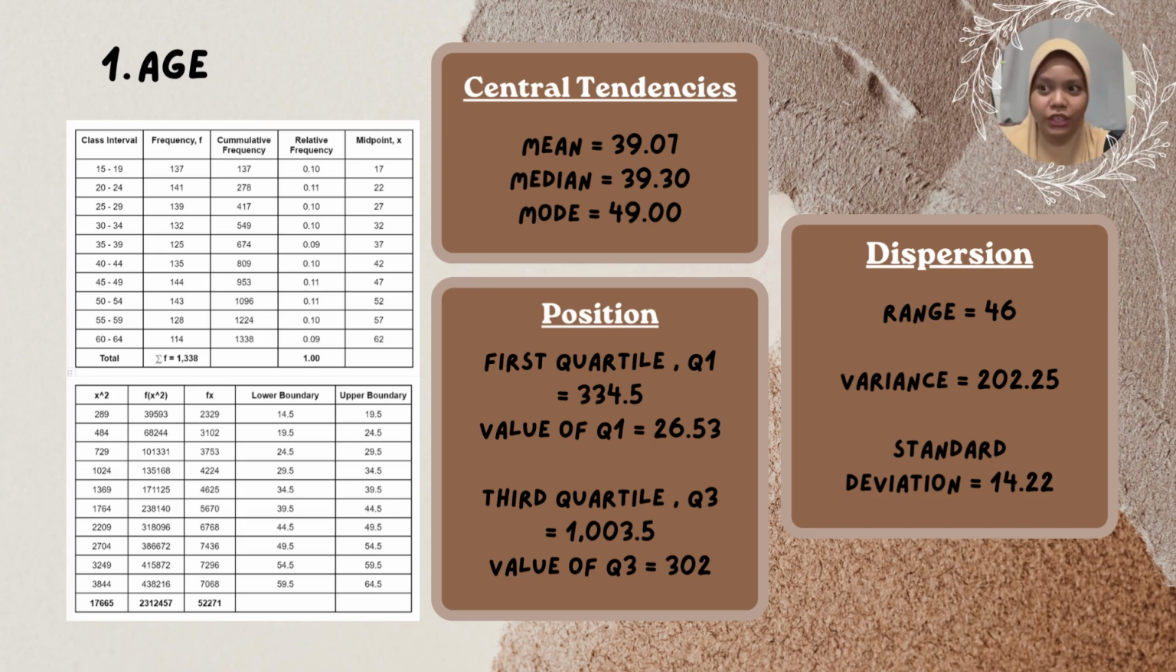For measure of position, our first quartile Q1 is 334.5, and the value of first quartile is 26.53. Our third quartile Q3 is 1003.5, and our value of third quartile is 302. For measure of dispersion, our range is 46 and our variance is 202.25 and our standard deviation is 14.22.